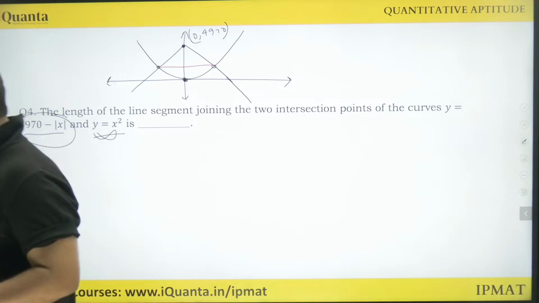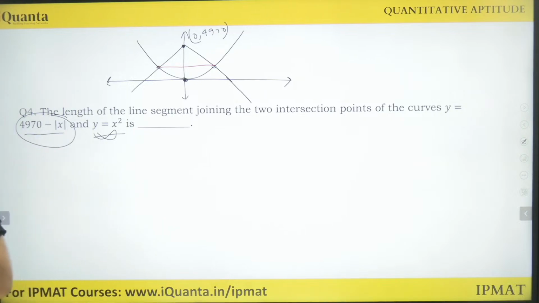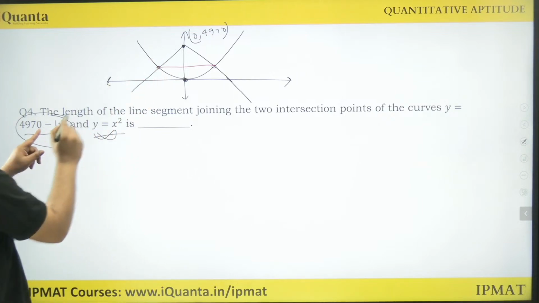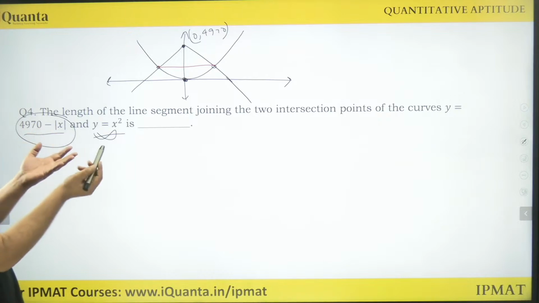All right. Yes, the answer is 140. Good. Yeah, I'll explain that again. When I put x as 0 here, I get 4970. When I put x as 1, I'll get 4961.